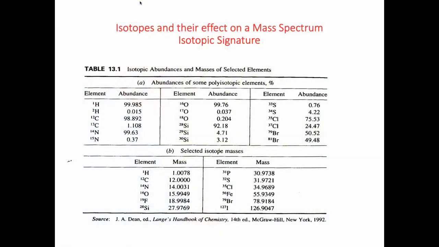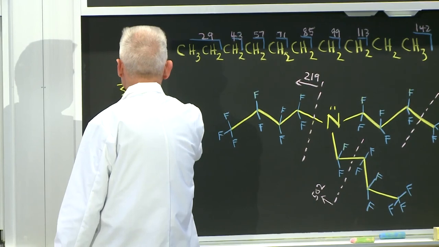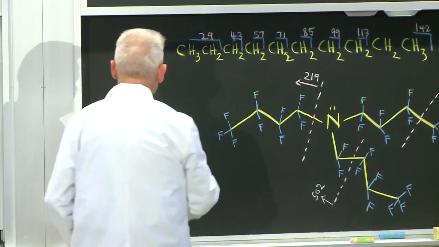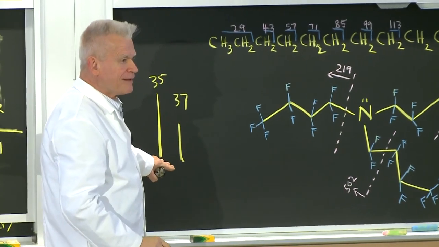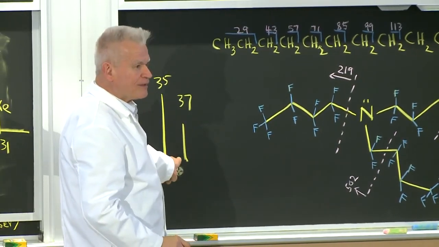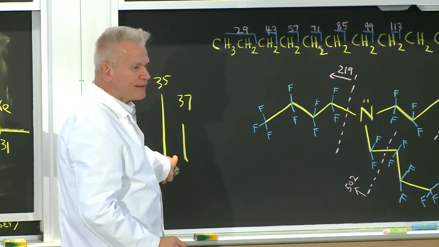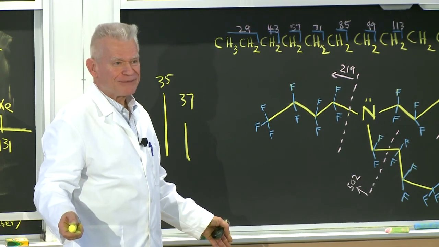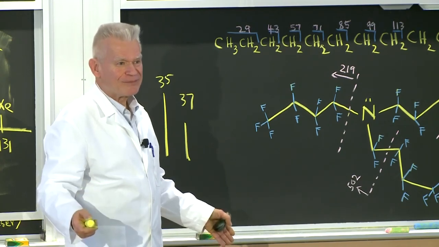So there are other isotopes. Look at chlorine 35 and chlorine 37 here. If you see this in the molecular ion region of your spectrum, and your molecular ion is separated by 2 mass units, it's a dead giveaway. That's the chlorine signature. That means you have a chlorine in your molecule.